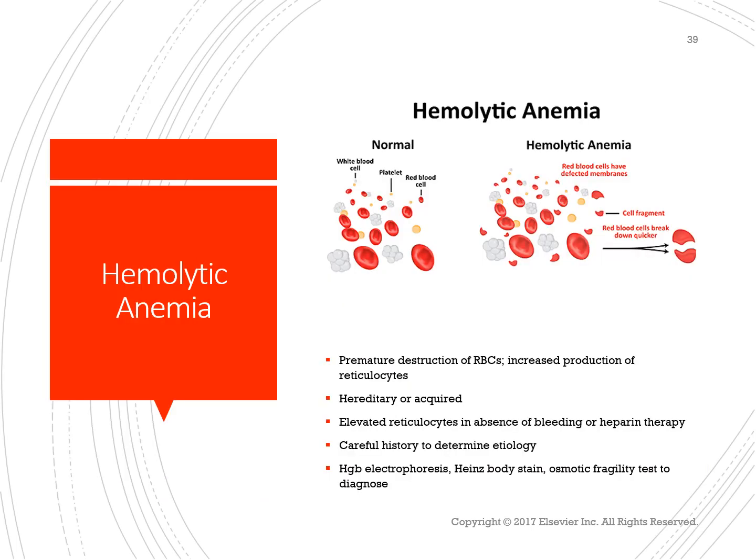Hemolytic anemia, this is premature destruction of the red blood cells, and that causes an increased production of reticulocytes. This can be hereditary or acquired. What we're going to see in this is elevated reticulocytes in absence of bleeding or heparin therapy. So if we had bleeding or we were doing heparin therapy on our patient, then we would expect to see some increased production of red blood cells because we're needing to replace red blood cells. But if we're not doing those things, and we're still producing those immature red blood cells at a very fast pace, then there's something else going on.